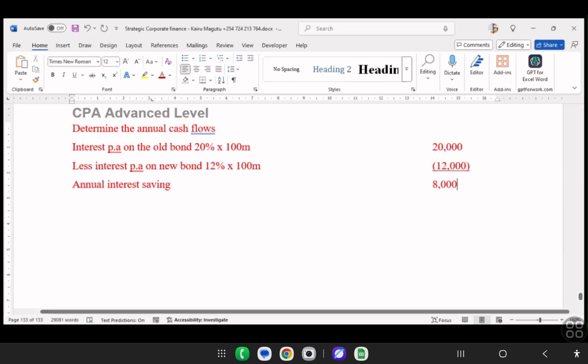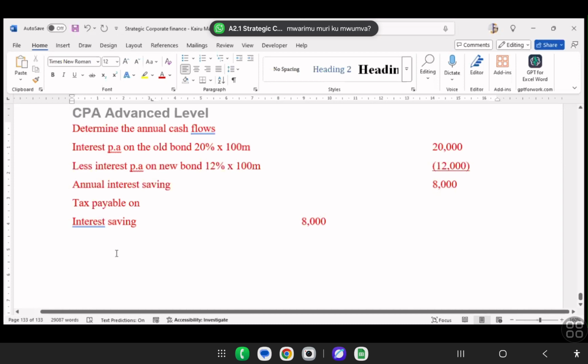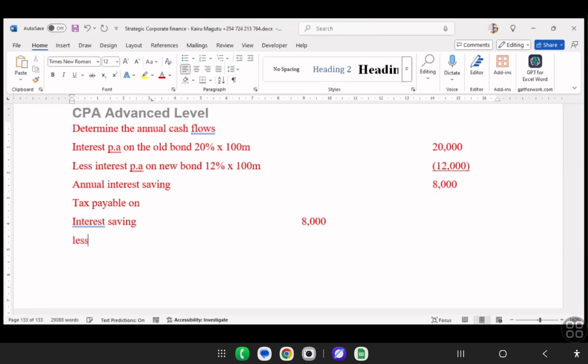But now there is tax payable on number 1, the interest saving. Because this interest saving will increase the profit, you will need to pay tax on that. But for this one, you need to less some expenses that must be deducted.